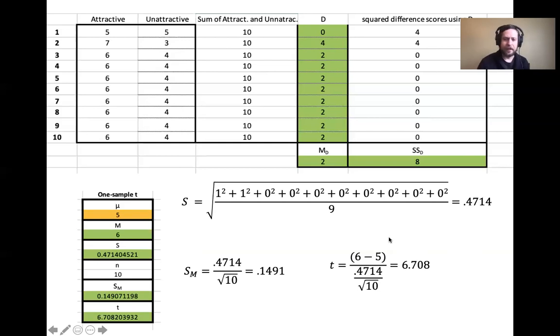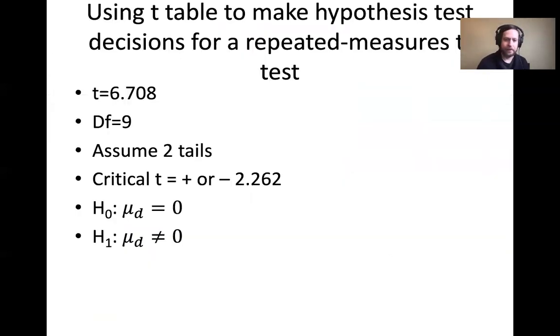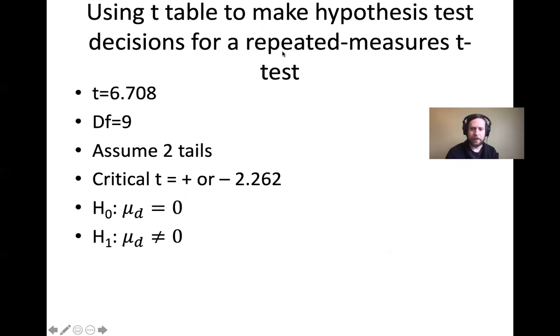So one thing that we haven't talked about much with respect to t is how to use the t-table to make a hypothesis test decision. So that's where we're going to really start out today. Using the same example, we're going to officially use that repeated measures t-test.